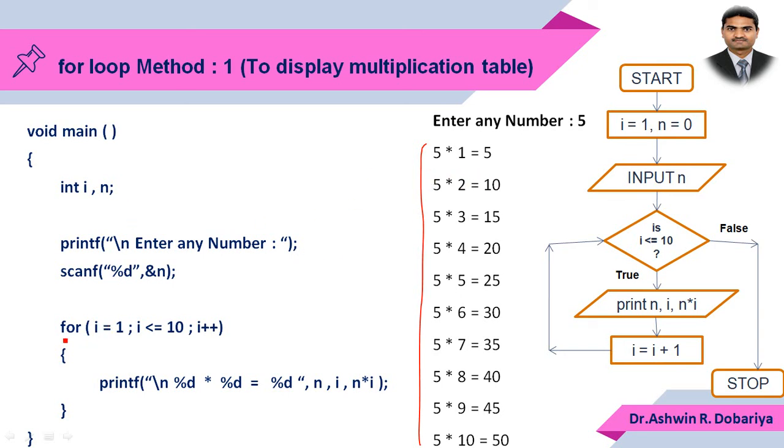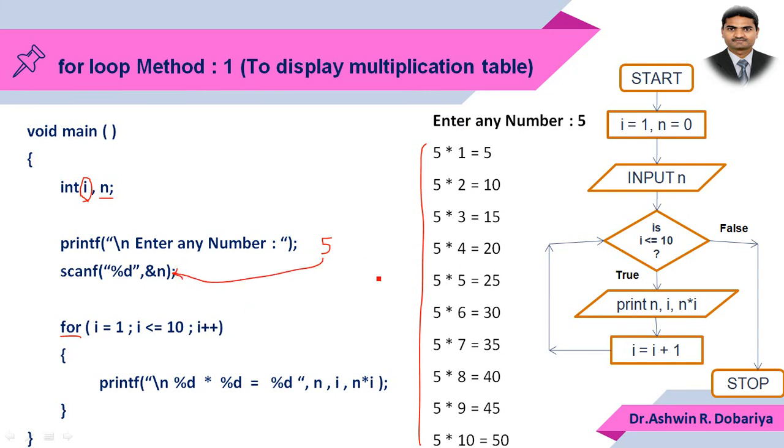Whenever we think about a loop, we always have to declare one counter variable. You can declare any variable: A, B, C, D, I, any. And n means we'll ask the user to input any number for which you want to display the multiplication table. So enter any number. Suppose I input 5, then 5 will be stored into n.